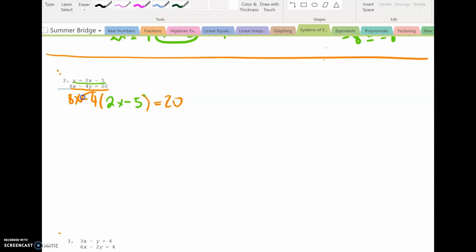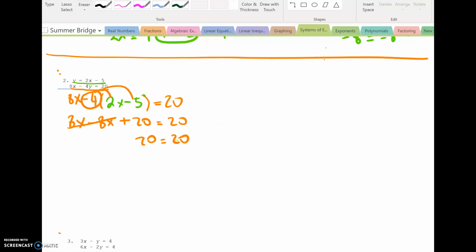So now I'm going to go ahead and distribute. So I have 8x minus 8x plus 20 is equal to 20. 8x minus 8x goes away, so I have 20 is equal to 20. Now something curious happened here. And what happened is that my variable disappeared.